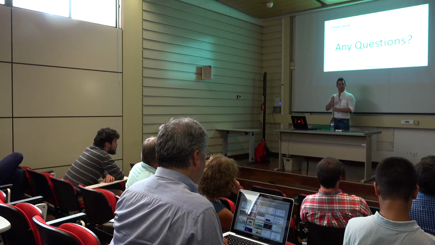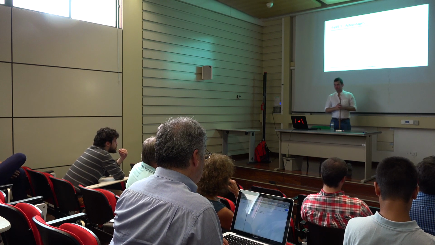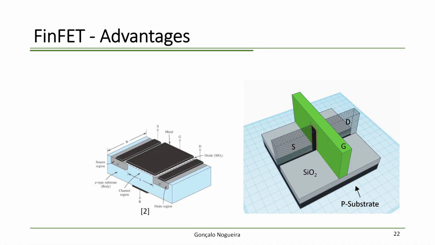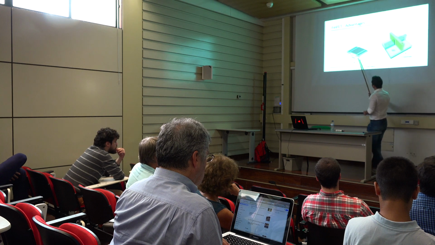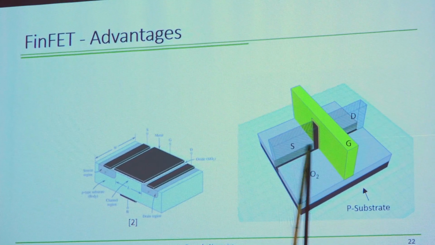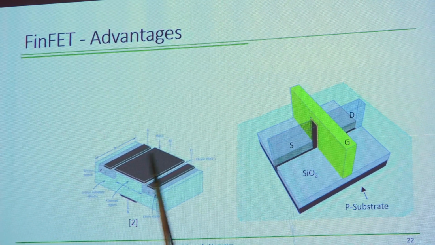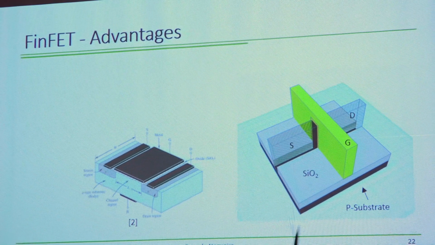So I'll now be advancing to the second half of the presentation. Like I told you, we'll start with the advantages compared to planar bulk technology. But first, let's revisit both transistors. What are the main differences between this and this? The main difference is that the gate in the FinFET covers more surfaces. Here, the gate covers just one surface, while here the gate covers 3 surfaces of the channel of the transistor.